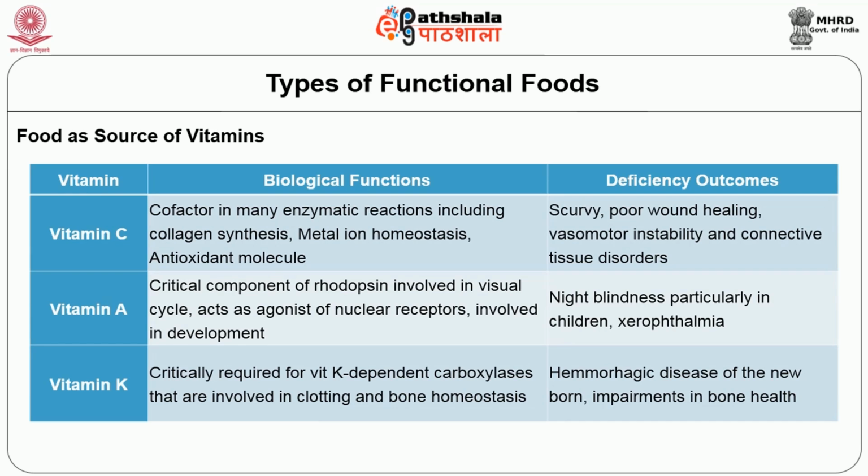Likewise, vitamin K, if we take another example, is critically required for vitamin K dependent carboxylases that are involved in clotting and bone homeostasis. Vitamin K is a fat soluble vitamin. So hemorrhagic disease of the newborn and impairments in bone health occur, particularly where vitamin K is involved.